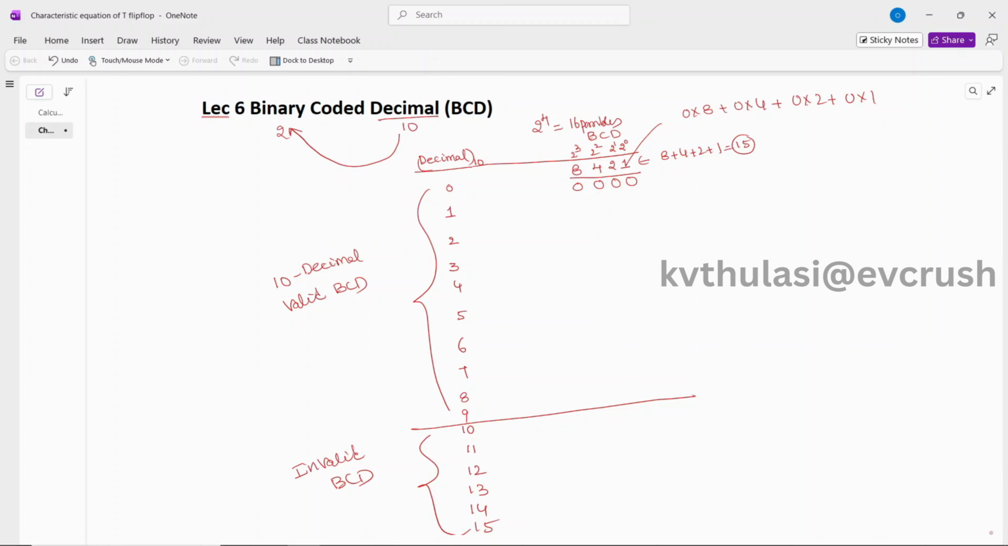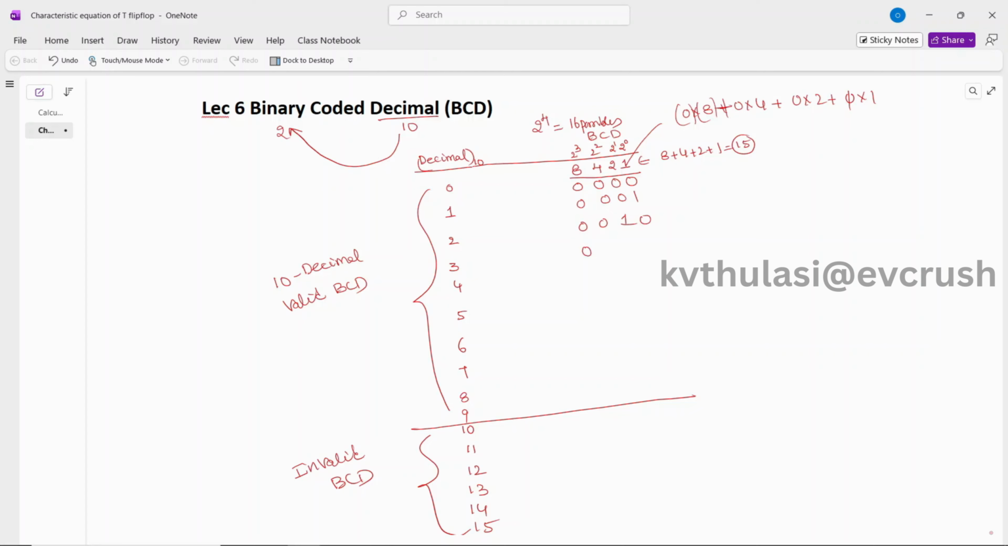How to write this 1? 1 we can write down as 0 0 0 1. Same, 0 into 8 plus 0 into 4 plus 0 into 2 plus 1 into 1. So this is nothing but 1 into 1, you will get it as 1. Like this, each binary bit you have to multiply with its corresponding weight and add. Binary bit into the weight and add, continuously do it, then you will get this value. How to write down 2? 2 we can write down as 0 0 1 0.